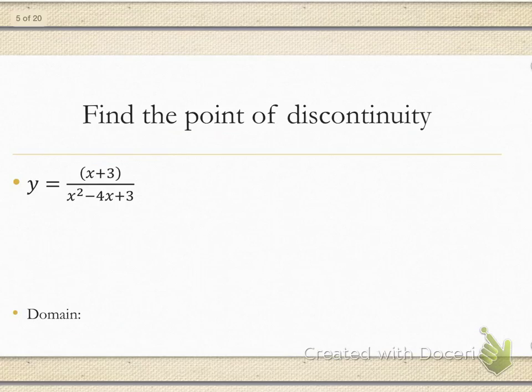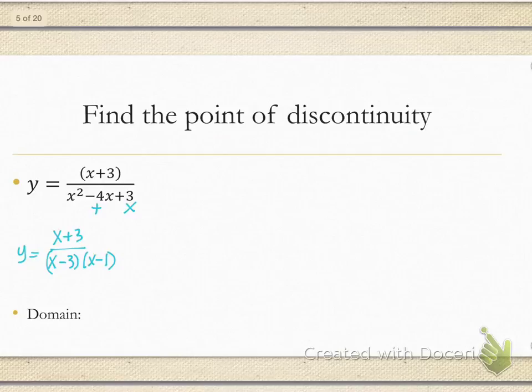Okay, so we're just finding the points of discontinuity. So this whole lesson we're going to have to be factoring to figure out if we can cancel on the top and the bottom. So if I zoom in here, if I were to factor, remember it's what multiplies to get me this, adds to get me this. So I have x plus 3 on top. This is going to be x minus 3 and x minus 1.